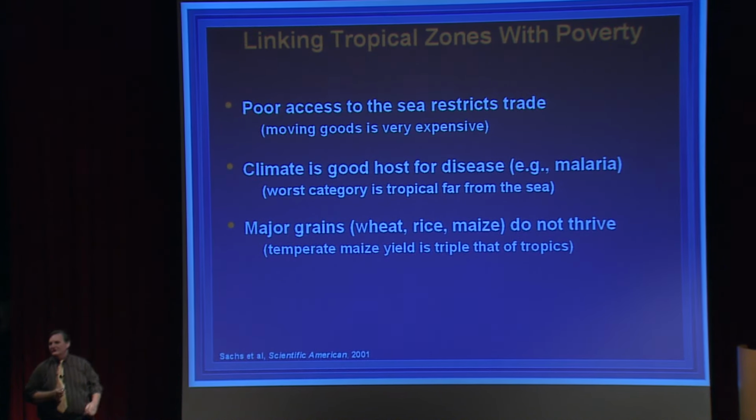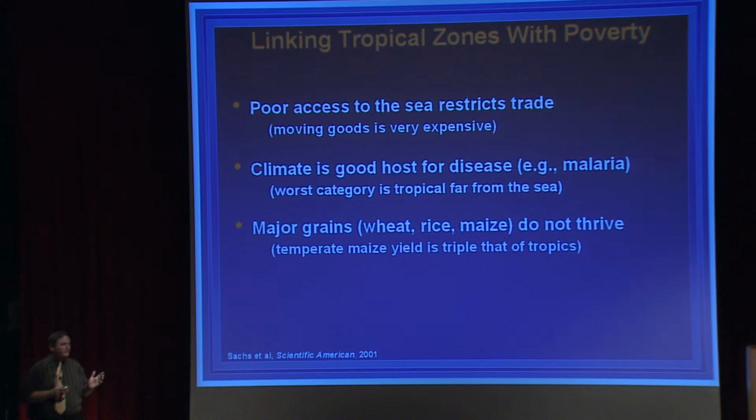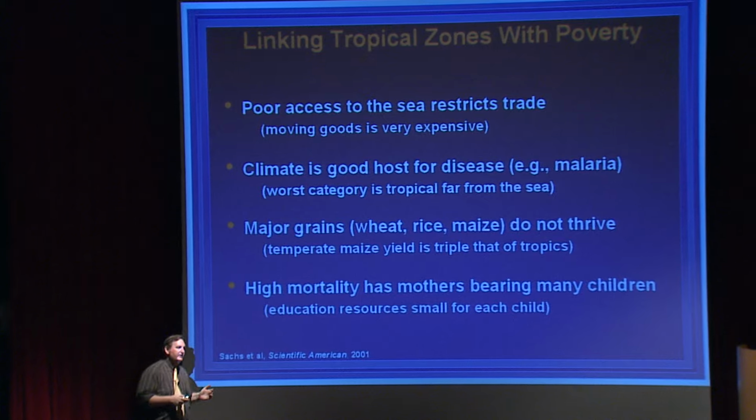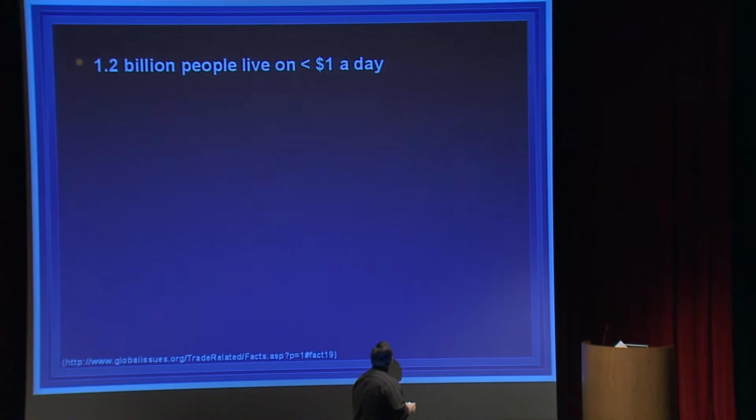They talk about how the major grains that really help support a lot of the world's food supply don't grow very well in those kinds of environments. The yield from corn, for example, or maize, is triple in the temperate zones compared to the tropical zone. And the high mortality rate has women bearing a lot of children, which then creates a strain on the healthcare system, and that further weakens the ability of countries to feed their people. So those are problems. These numbers are really quite remarkable.